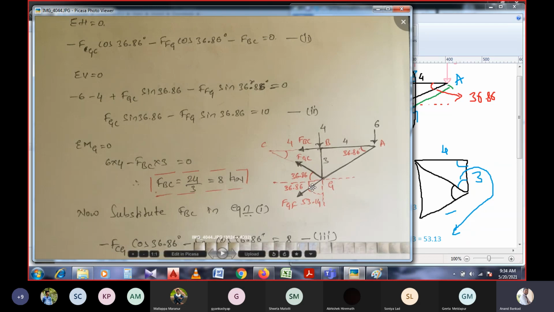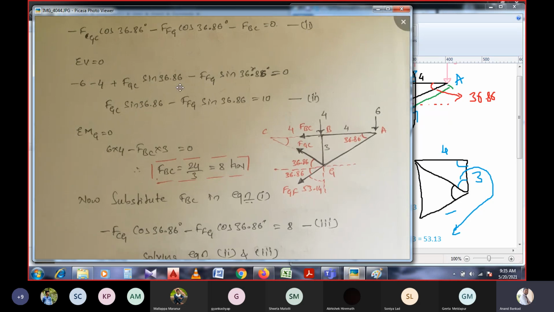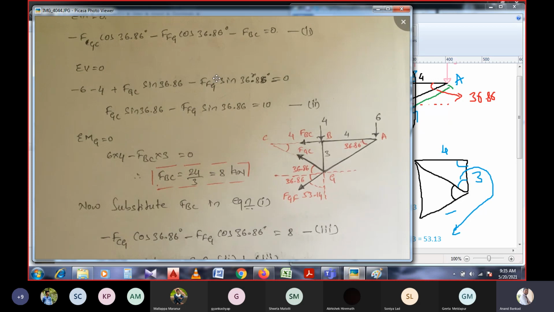Again, if you refer to FGF, that can be written with a negative sign, which is moving downward and having an angle of inclination of 36.86 to the horizontal, and that is written as sine of 36.86 to the vertical, right? So after this it is a minus 10. If you take it to the right hand side, it is plus 10, and the FCC and the FFG are written as they are.